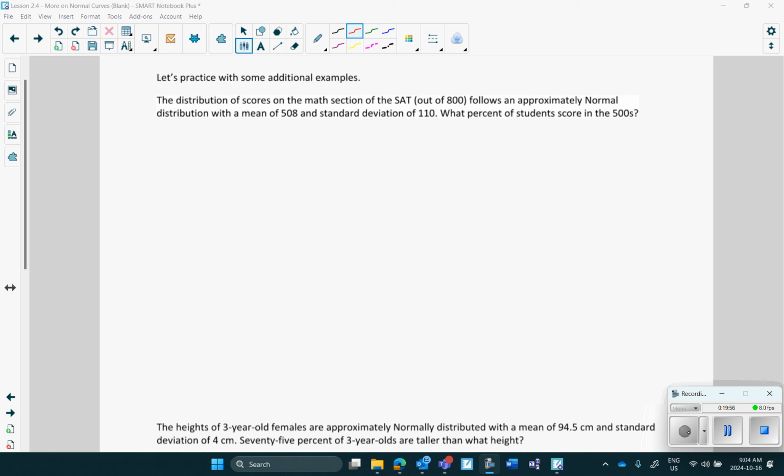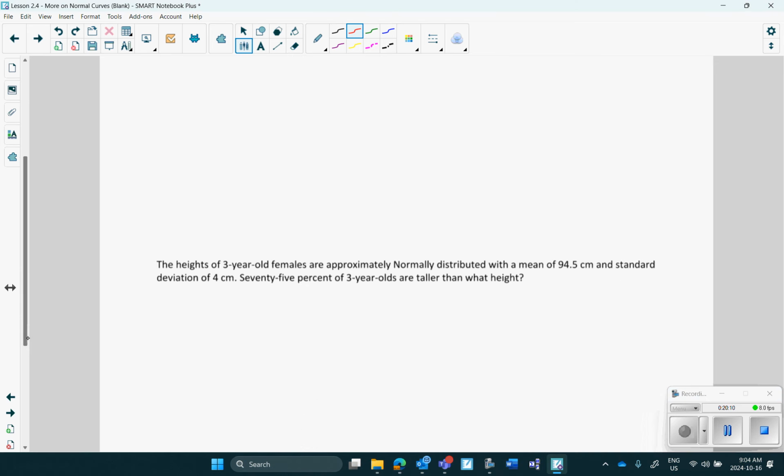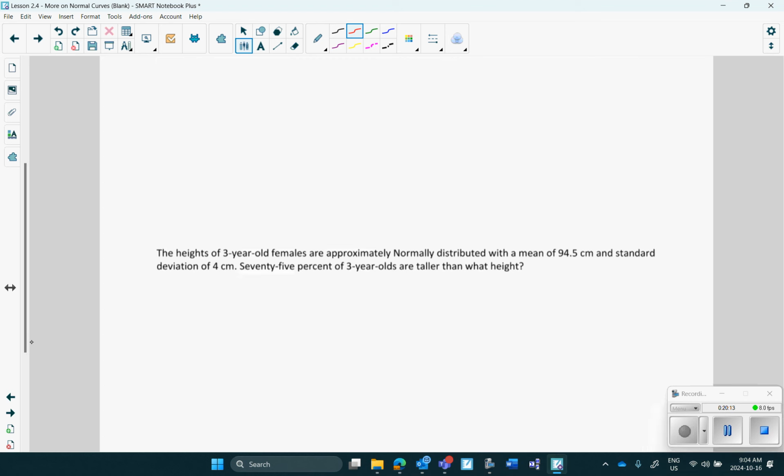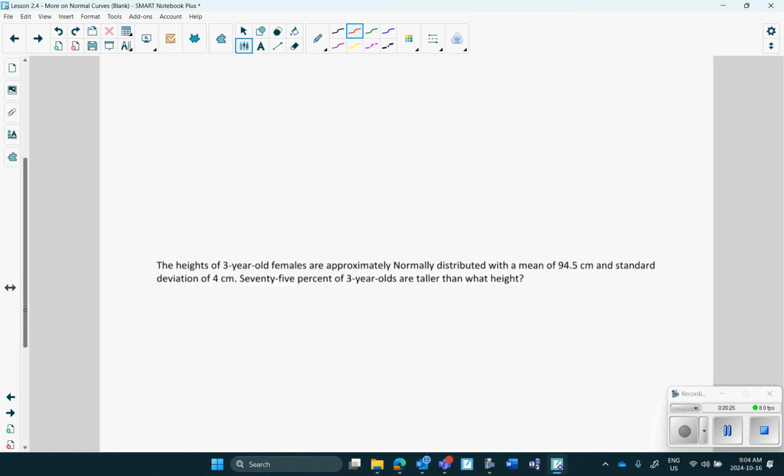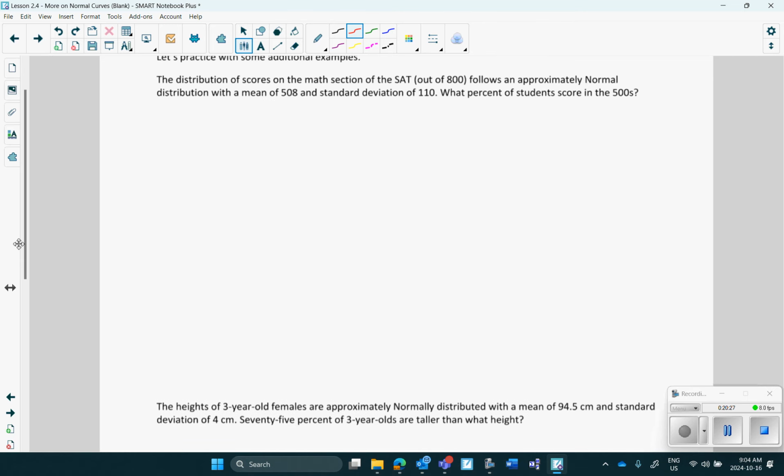So when I look at these 2 questions, it says what percent of students score in the 500s. So I'm trying to find a certain area on the normal distribution. That's normal CDF. If you look at this second question, it's asking you 75% of 3-year-olds are taller than what height? Well, I'm trying to find a value and I'm given the area as 75%. This is an inverse norm question. First thing, draw the diagram of the problem. Don't just go right to the calculator.